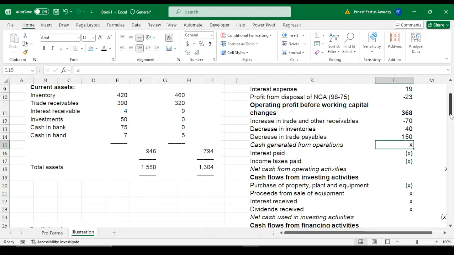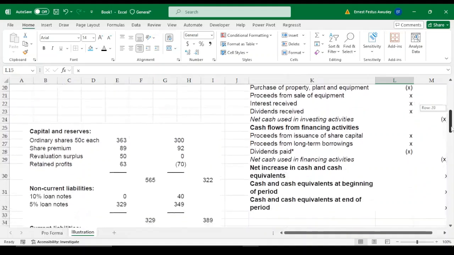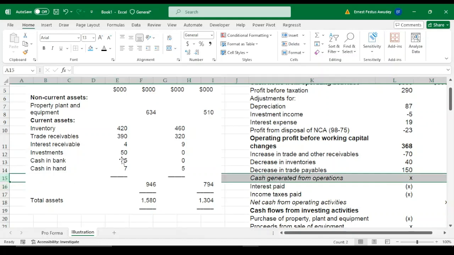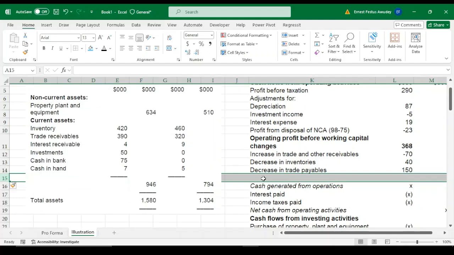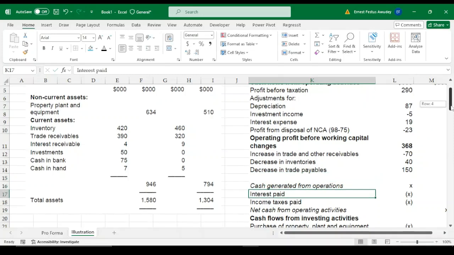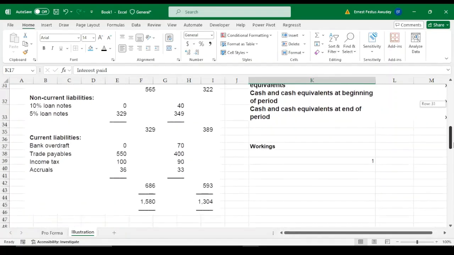Then there is another current liability item called accruals. So we have to look at that. It means we have to insert another item here, which is also a working capital item, which is accruals. So I'll come here and say change. Let's look at it and see whether it is an increase or decrease.